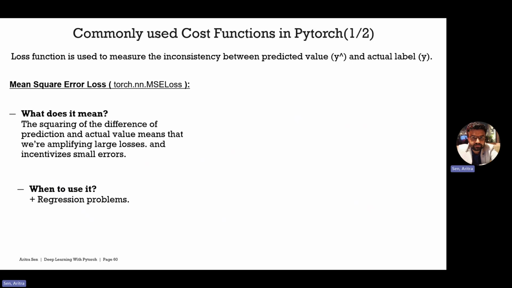In case of mean squared error, it is kind of a default choice, which we generally use in case of regression problems. Here we just square the difference of y hat and y, and then take the average of this. If I write it down, it's (y hat minus y) whole square divided by the total number of examples. So that is what we generally use in mean squared error.